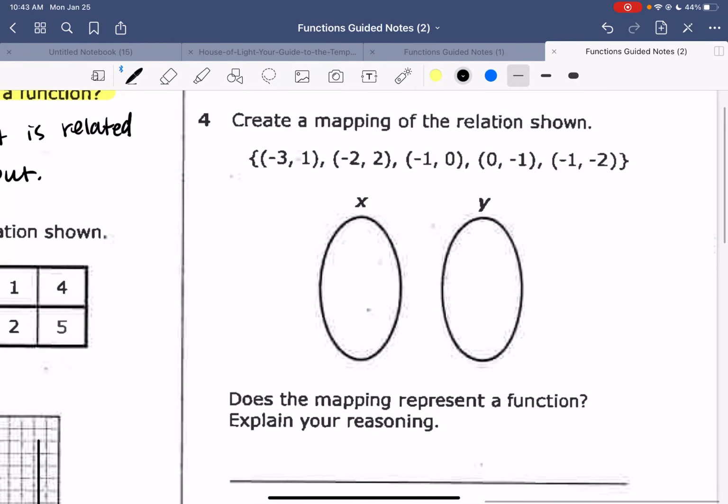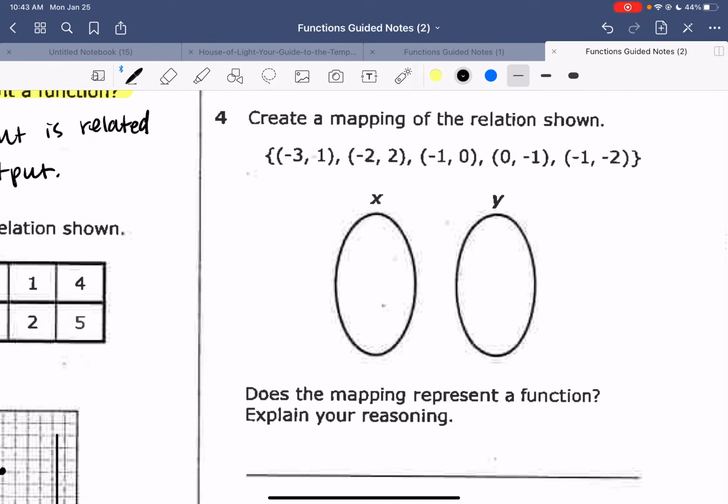So now they gave us a set of x and y's, and now we have to put them into a map just like we saw at that first example. So our x values are going to be all of our first coordinates, and then our y's are here. So we're going to take each of these and put them into our grid. So we have a -3 going to a +1.